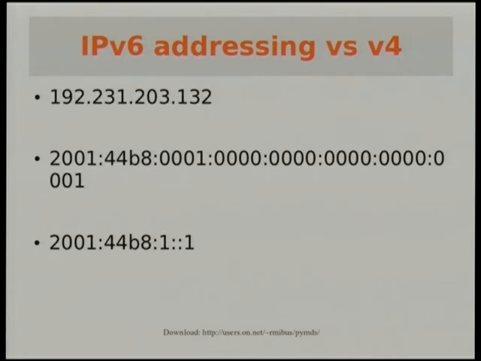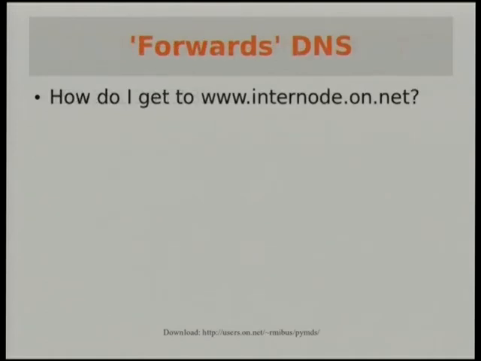So that's the full form of an IPv6 address, really annoying and long. One of the things you can do is you can compact all the zeros together and strip out leading zeros in little sections, and you end up with something like that. On our network, all three of these go to the same place. But that's just because they do, not because they have to.